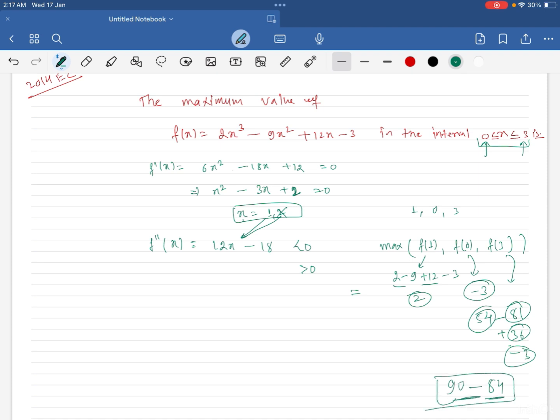So 90 minus 84 is 6. So this is the maximum value that we are getting out of this, right? So this max will be 6. So the maximum value of this function in the interval is 6. So 6 is the answer for this question.